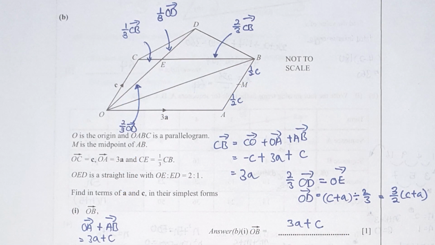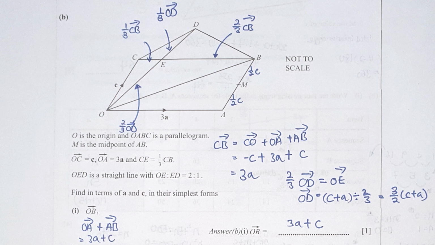So for section B, I list down all the information that I gotten from the question. OE equals to 2 over 3 of OD and ED equals to 1 over 3 of OD. Whereby for CB, CE will be 1 over 3 of CB and EB will be 2 over 3 of CB. The other thing is from A to B, AM will be 1 over 2 C and MB will be 1 over 2 C. So a couple of things that I identify is that CB's value will be CO plus AO plus AB equals to negative C plus 3A plus C equals to 3A.